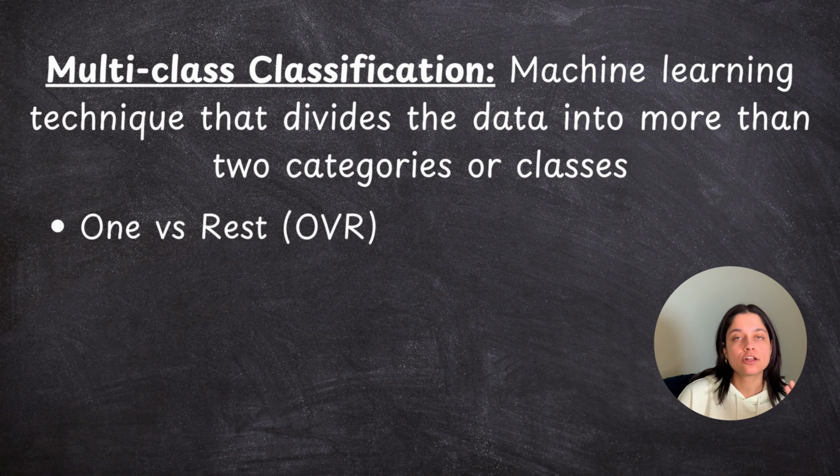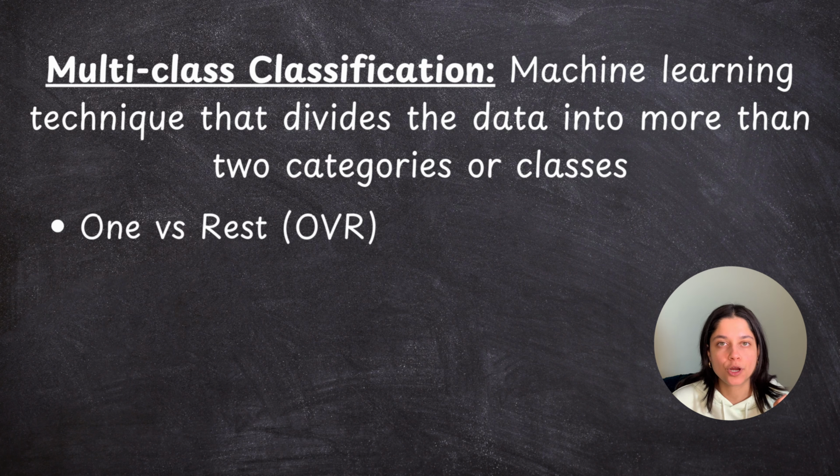So there would be a model for circle that would treat an observation being a circle as a positive case and the other two classes as a negative case. The same would be done for the square and triangle classes, and the model that returns the highest probability would be the class that the observation is classified as.